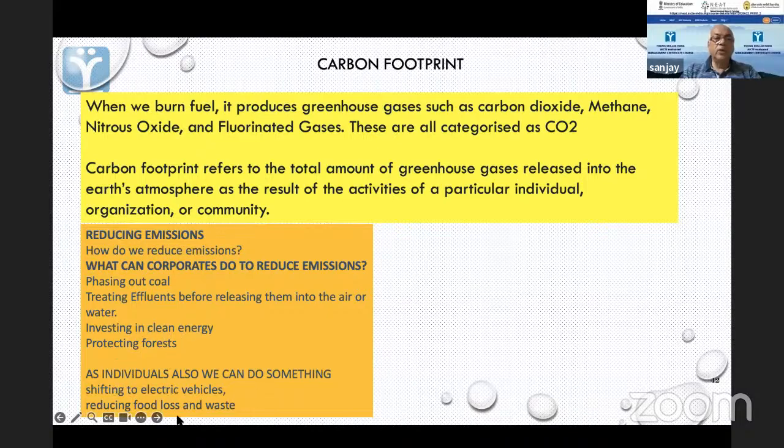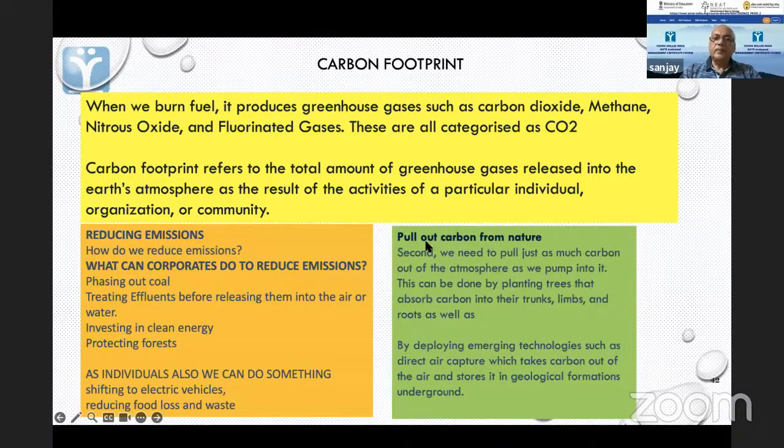That's one. As individuals, what can we do? We can reduce food loss and waste. Where possible, we can shift to electric vehicles. These are some of the things. Apart from that, there is one more thing that can be done: how do we pull out carbon from nature itself? We are saying that there is excess carbon in the environment. How do we pull it out? One of the things that can be done here is that we plant more trees, because the trunks, the limbs, the roots, all of these parts of the tree basically absorb carbon. That is one thing we can do. And then we deploy emerging technologies such as direct air capture, which takes carbon out of the air and stores it in geological formations underground.